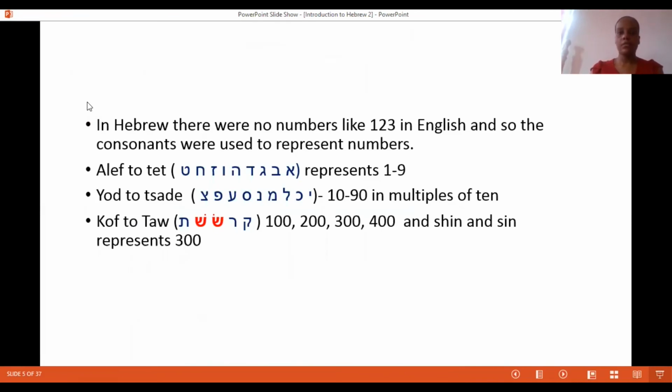All right, so from Qof to Taw, these consonants represent numbers 100, 200, 300, 400. So Shin and Sin, which are the consonants that are highlighted in red, represent 300.